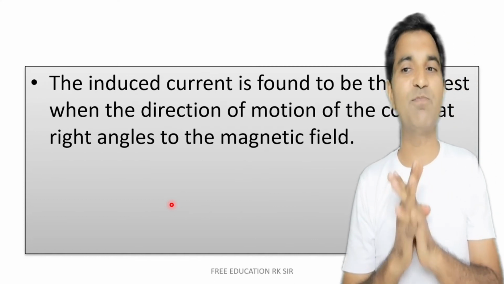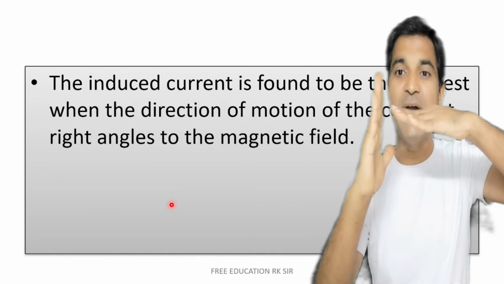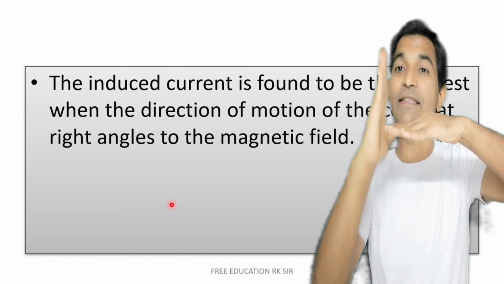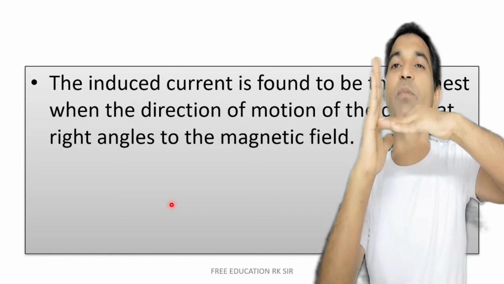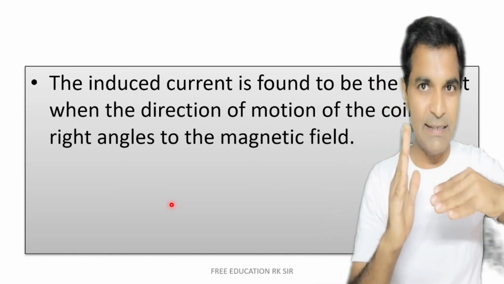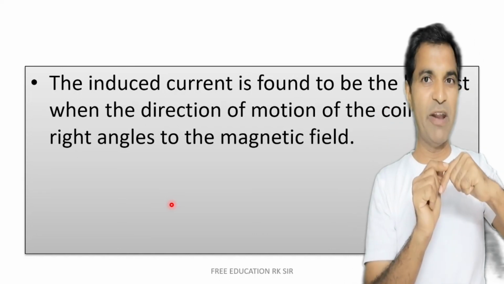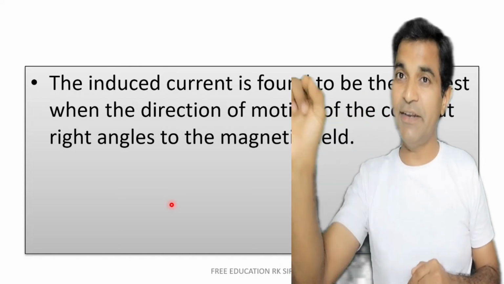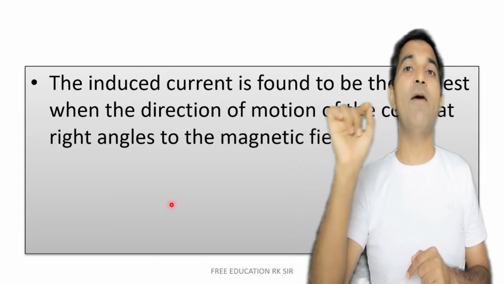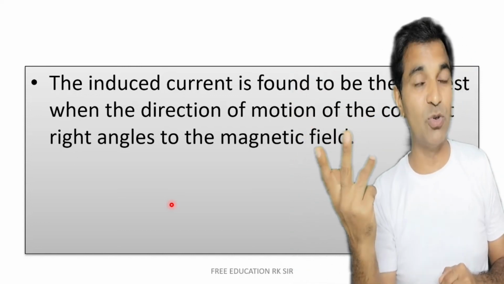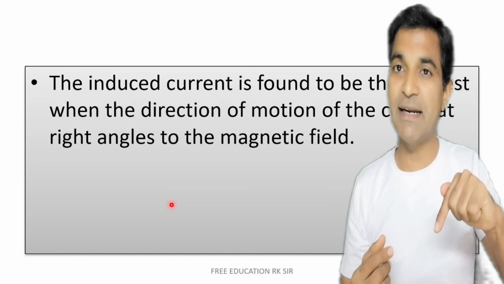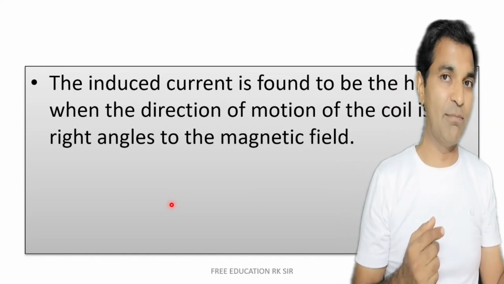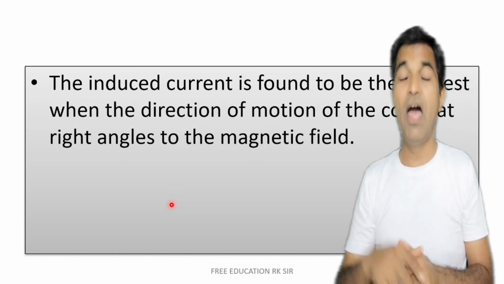So this induced current is found to be the highest when the direction of the motion of the coil is at right angle to the magnetic field. This was the third observation made by Michael Faraday. What did he say? That there is the induction, there is the generation of electricity in coil number 2 if there is a change in magnetic field in coil number 1. That was observation number 1.